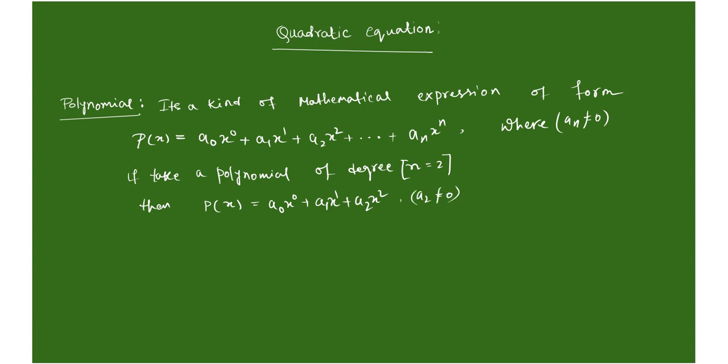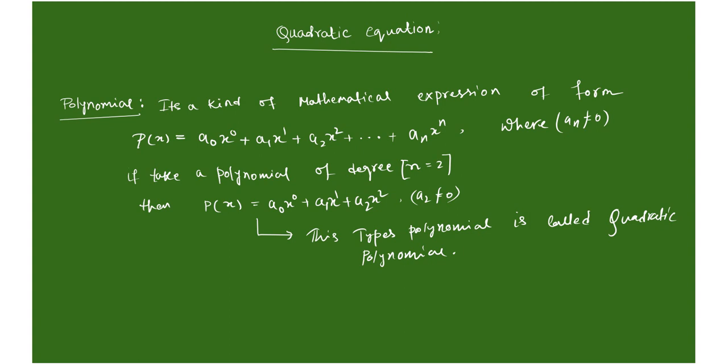So whenever n is equal to 2, this type of polynomial is called a quadratic polynomial. So now this is a quadratic polynomial.